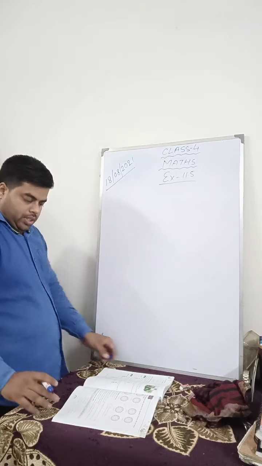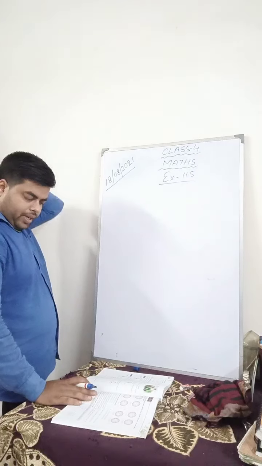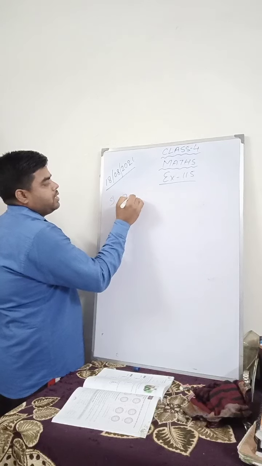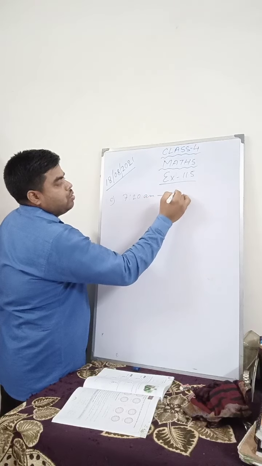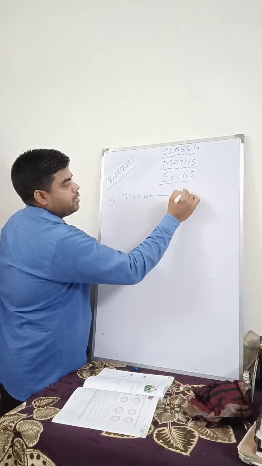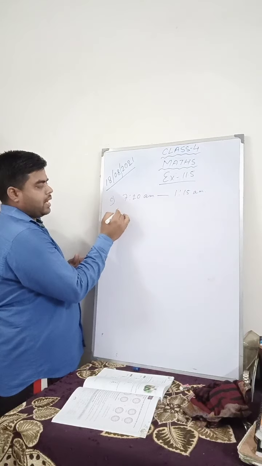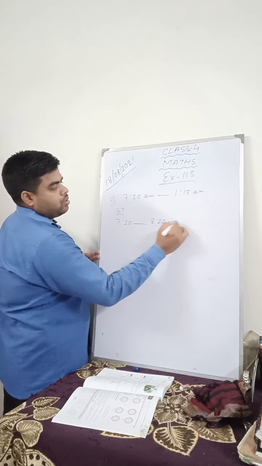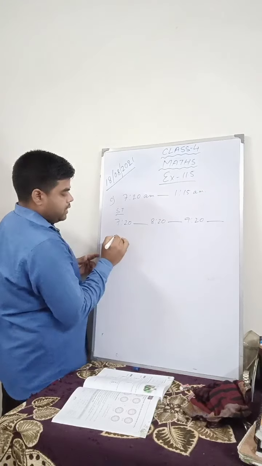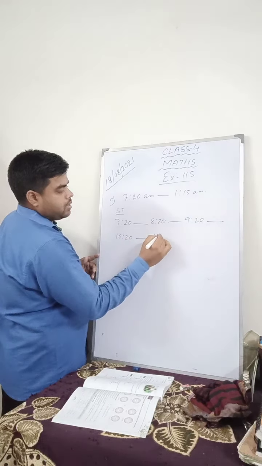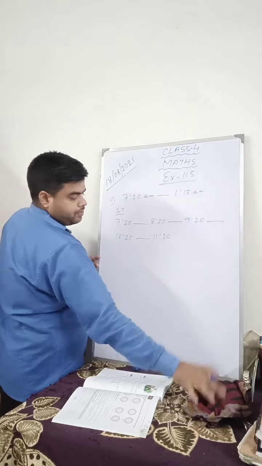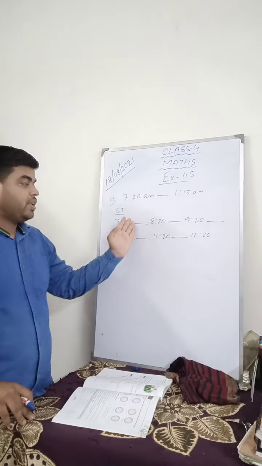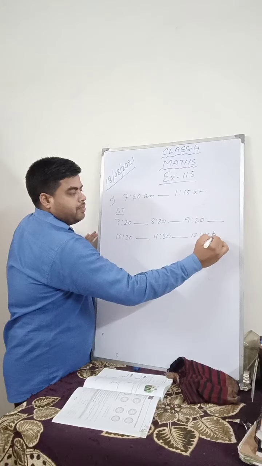So suppose one is, you see, 7:20 a.m. to 1:15 a.m. So your starting time is what? 7:20, 8:20, 9:20, 10:20, 11:20, 12:20. Now this 12:20 is your PM, because after crossing AM you become PM.